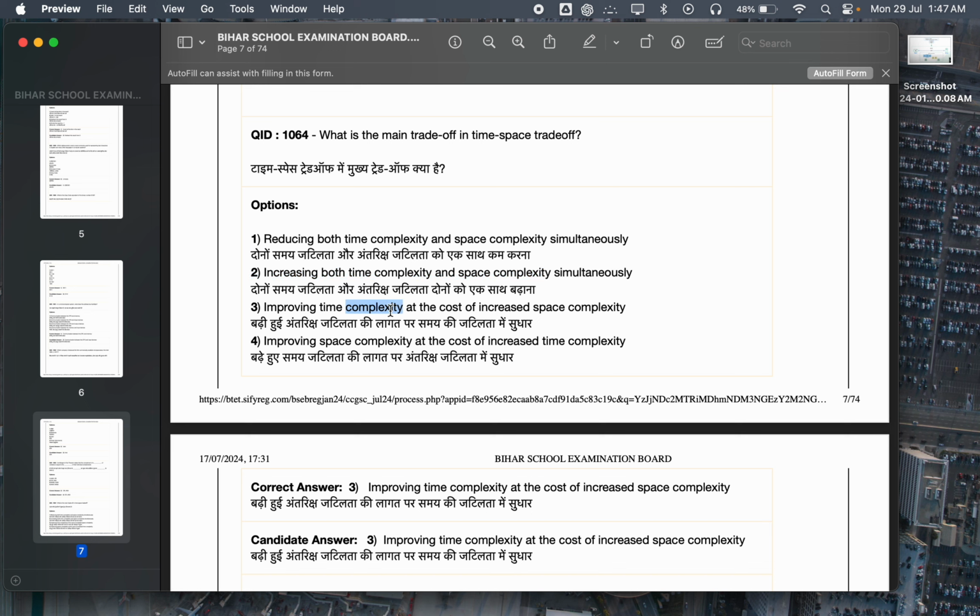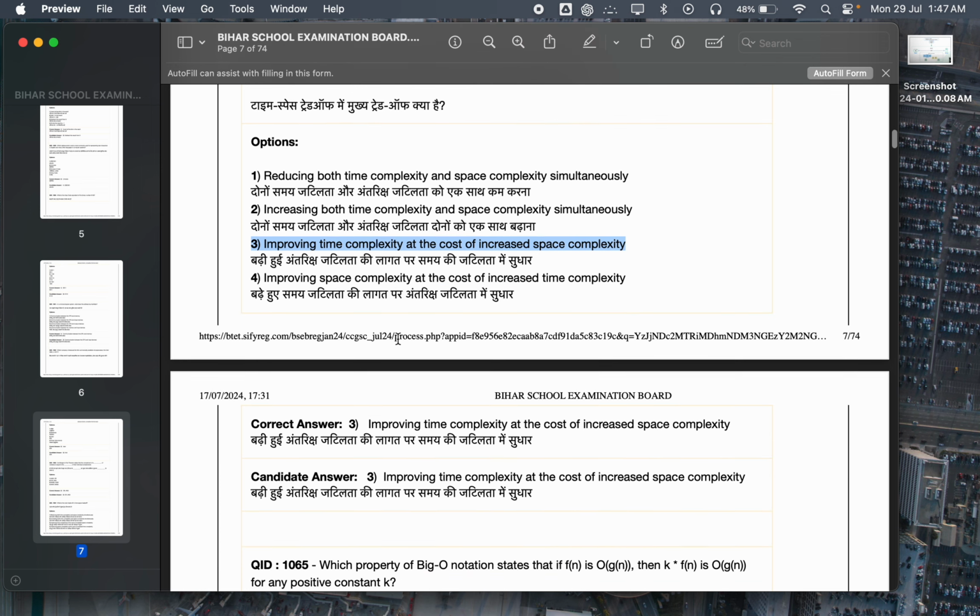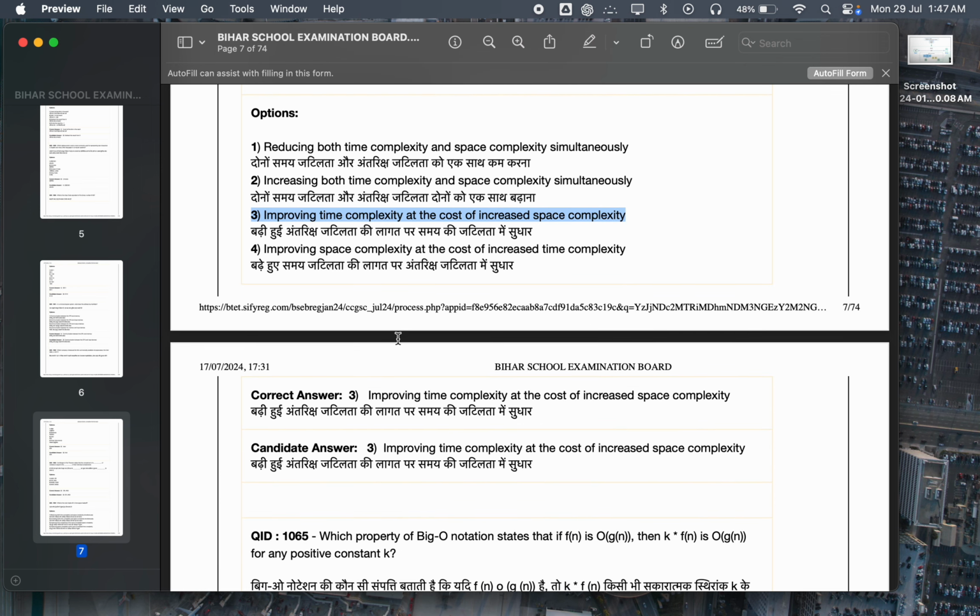This might be the right answer. I mean, we can't say the vice versa actually. Sometimes what happens is if you're trying to improve the space complexity, it doesn't mean that every time your time complexity will decrease. So third is the right answer.